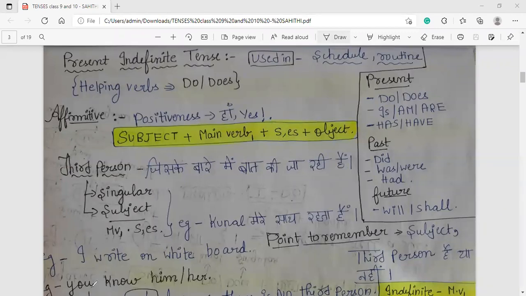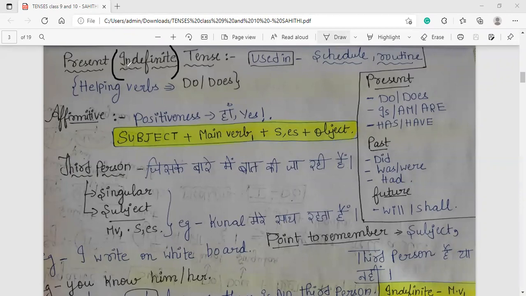Okay, so now let's only talk about the present tense. In present tense we have indefinite tense, perfect tense, continuous tense. Everything we are going to clear, and the types also we are going to clear. First of all, present tense. In present tense, the first one is indefinite tense, that is nothing but present simple tense.